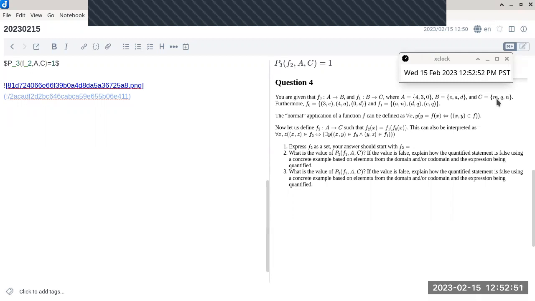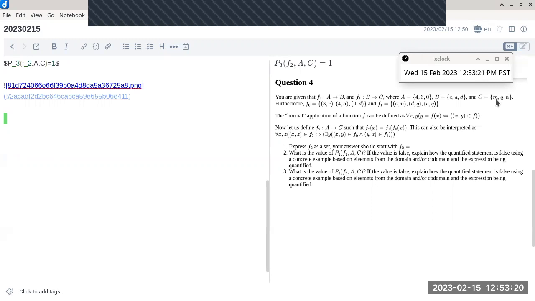For P3, it's failing because if you consider the codomain element of M, the cardinality of the set would have been 0, which means it is not greater than or equal to 1. So those are the reasons why it failed P2 and also P3 as predicates. Even though F2 itself is a function, it is not a bijection. It is neither injective nor surjective.